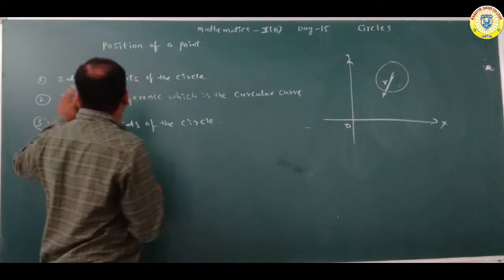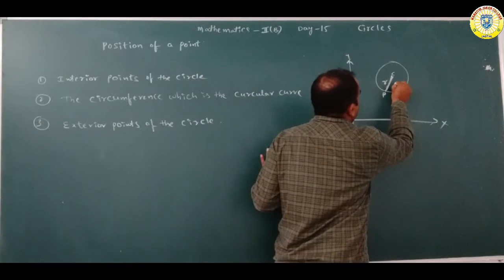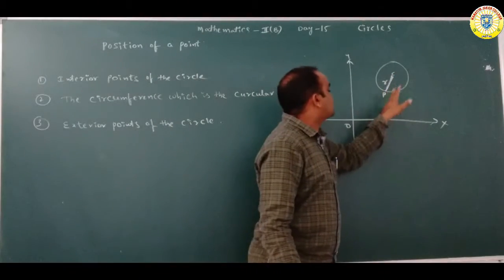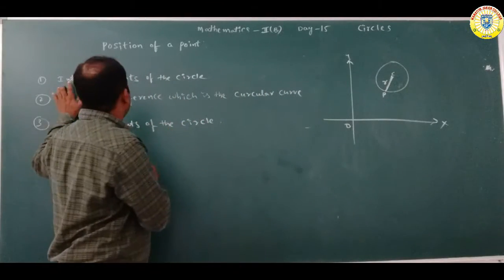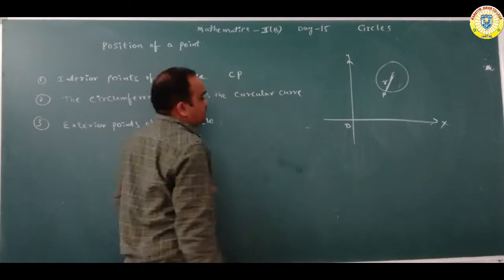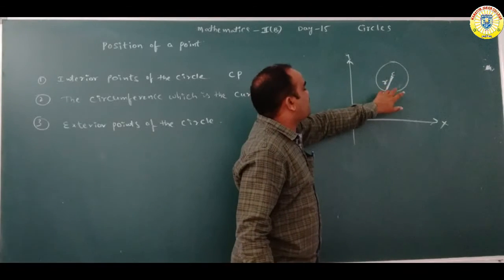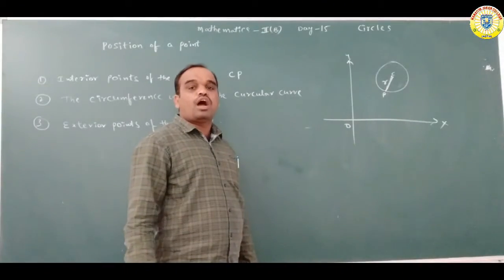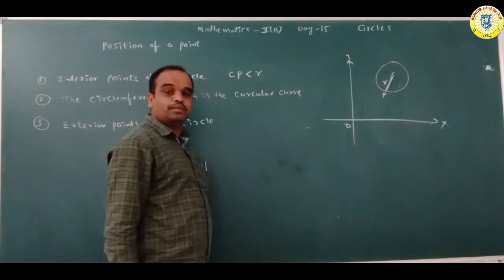First condition: the interior point of the circle, which means inside the circle. In that case we find the distance between C and P. CP is the distance from the center to the point. For an interior point, CP is less than r, where r is the radius, the greatest value.